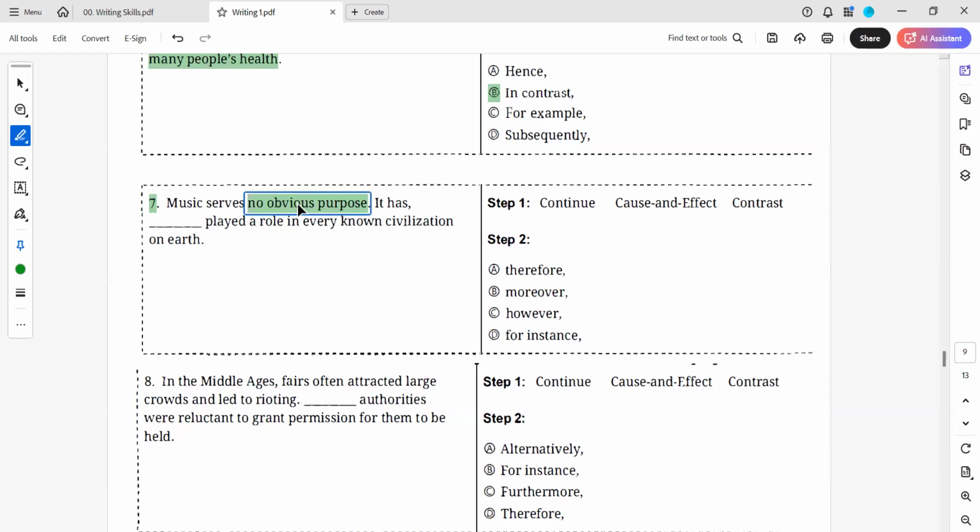One sec, you've just said it has no purpose. Then you said it played a role in every known civilization on Earth. So do we have similar ideas or different ideas? Serves no obvious purpose, then you can actually find it in every known civilization on Earth. So, two different directions. In that case, the relationship here is, of course, contrast.